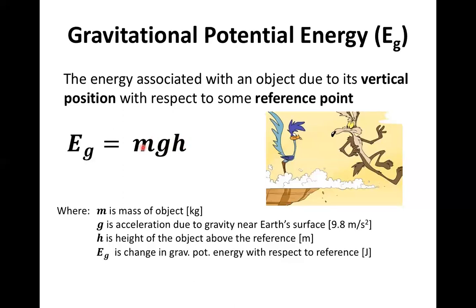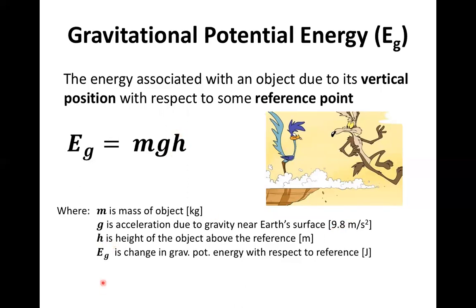m is mass in kilograms. g is the acceleration due to gravity. That is also the gravitational field strength near Earth's surface. We're going to be using 9.81 meters per second squared. Unlike in the textbook, they're using 9.8, so we're using 9.81 in all of your future assessments or lesson examples. So just to follow along, make sure you use 9.81.